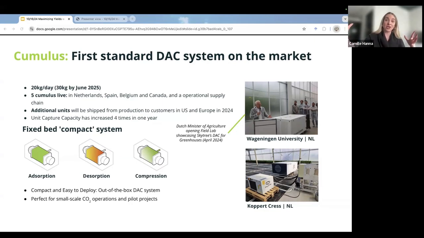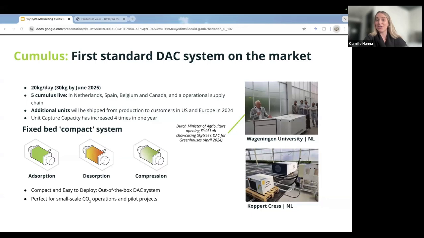But when you get into our bigger units, you can actually start to talk about liquefying that CO2, which can be compressed into smaller canisters if that's a desire to that specific operation. You can go to the next slide.